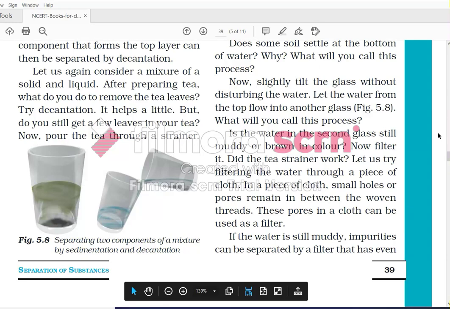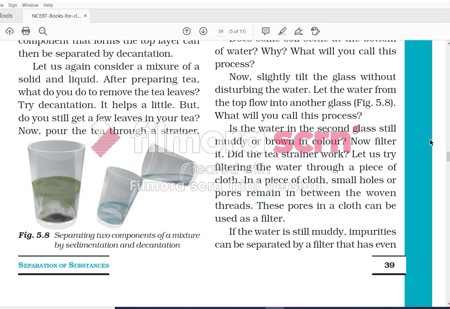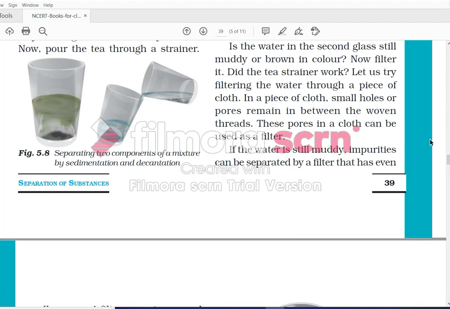Now slightly tilt the glass without disturbing the water. Let the water from the top flow into the other glass. What will you call this process? Is the water in the second glass still muddy or brown in color? Now filter it. Did the tea strainer work? No, the tea strainer wouldn't work here because the particles are very small.